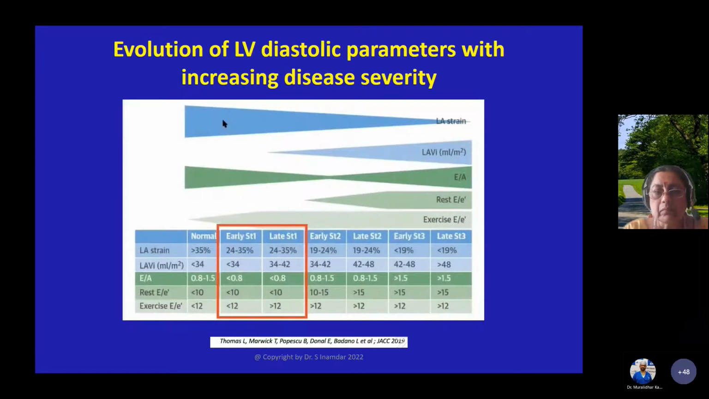And this is where comes the value of LS strain. Deepak and Shreedhar had beautifully taken a lecture on this. And this is by Thomas Lisa. And she says, and it is known worldwide, that LS strain starts getting affected very early as against LA volume. So LA volume is given less importance now, and LS strain is getting more and more popular.